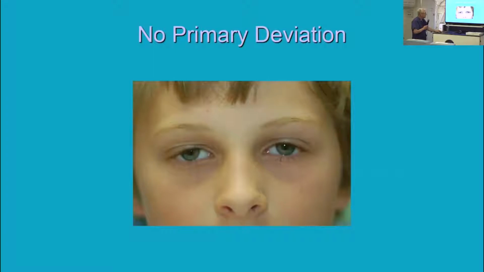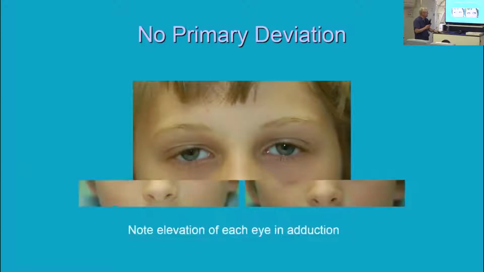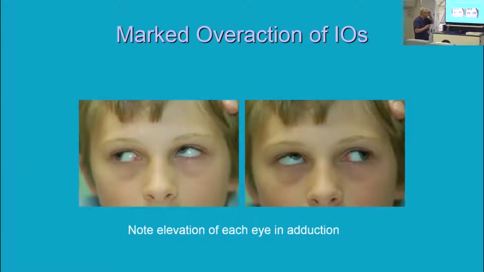Here's a little boy with no primary deviation, and eyes look pretty good in alignment. If we then have him look to either side, gaze up and to the left and up and to the right, you can certainly see that there is over-elevation of each eye in the adducted position. So this is significant overaction of the inferior obliques. You can grade them differently. Some people grade them +1 to +4. A lot of it's based on your own individual judgment. To me, this is probably +3 at least, with that much of an elevation.